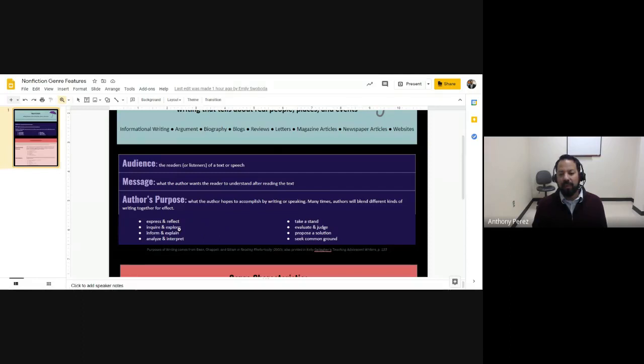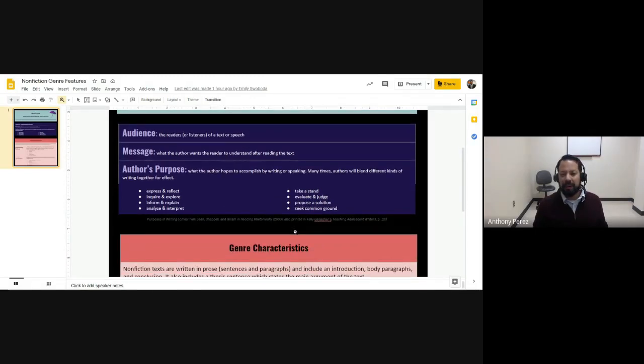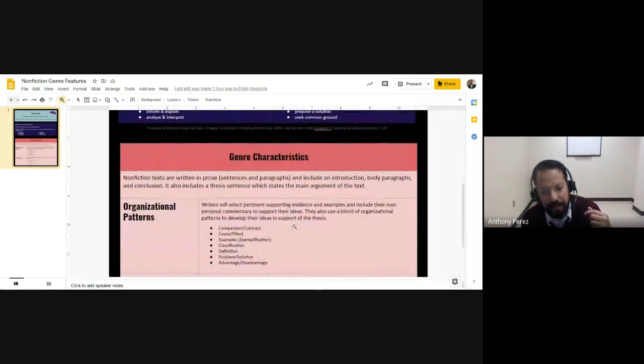But once again, writers can go back and forth. They might start off informing and explaining about a topic like Tex-Mex food. This is what Tex-Mex food is. And then we're going to evaluate and judge three restaurants like Las Palapas, Taco Bell, and Taco Cabana. So you could start one way and go to another. But these are just kind of the purposes that writers write for. So think about that as you're reading nonfiction.